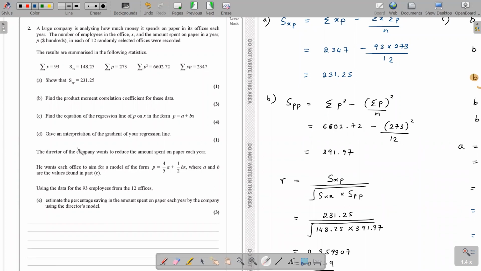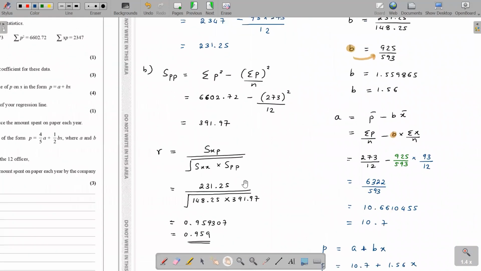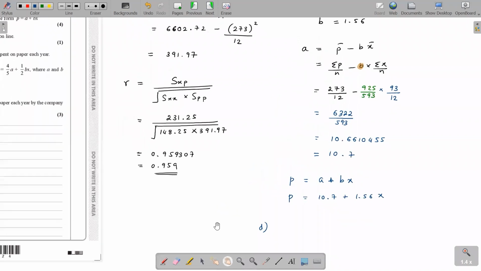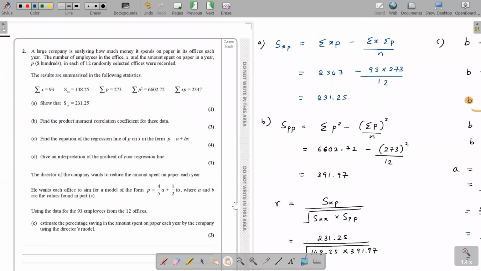Next part, part D: give an interpretation of the gradient of your regression line. So how do we interpret the gradient? I have given you a format that you need to use. Normally we say, to interpret the gradient, when X increases by 1 unit, Y increases by the gradient. So who is our X and Y here? X is the number of employees in the office, and the P value, the Y value, is the amount spent on paper in a year.